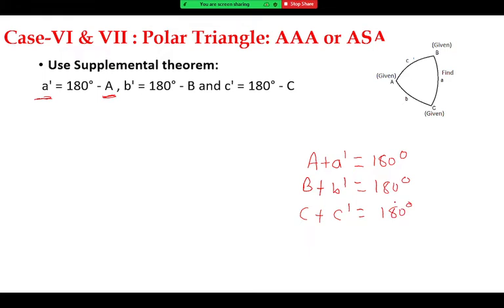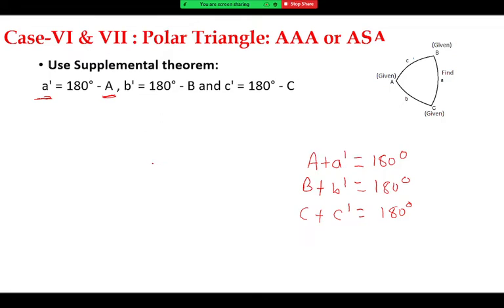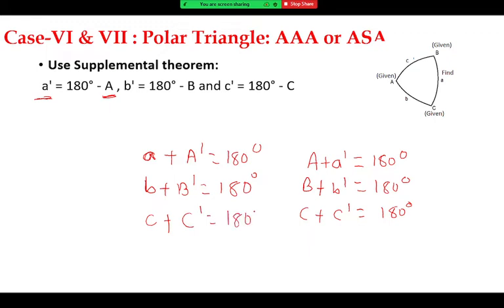Not only this, we can have three more equations. Say, A plus A dash is 180 degree, B plus B dash is 180 degree, and lastly C plus C dash is 180 degree. So all these are the relations by the supplement theorem there.